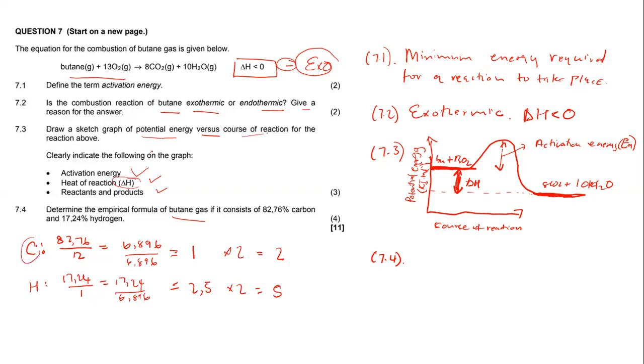Now, this is for carbon. This is for hydrogen. Now, let us write the empirical formula. So the empirical formula will be C2 for carbon, H5 for hydrogen. And I hope that is clear.